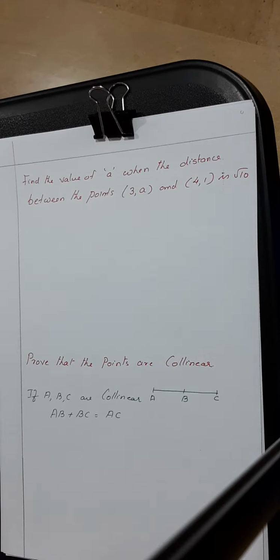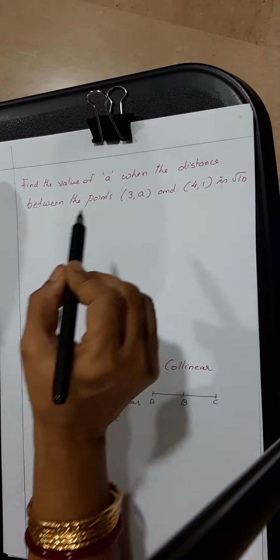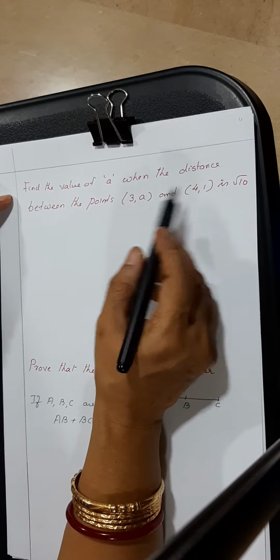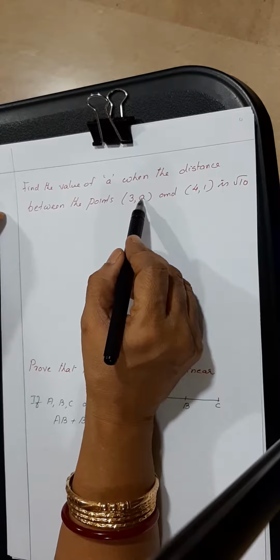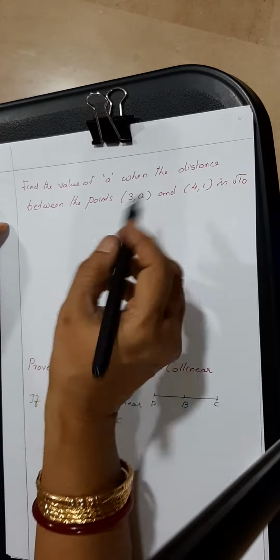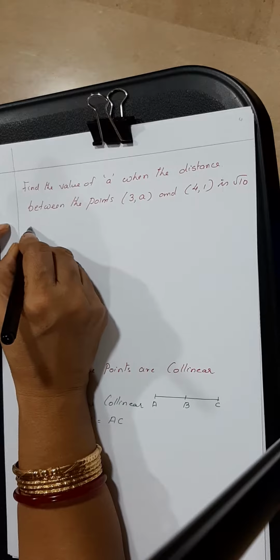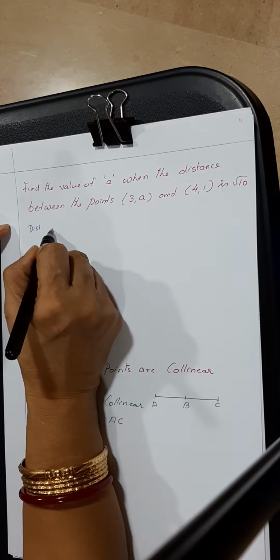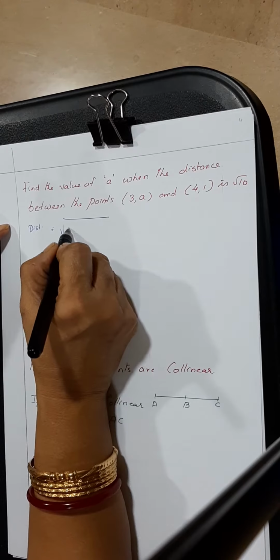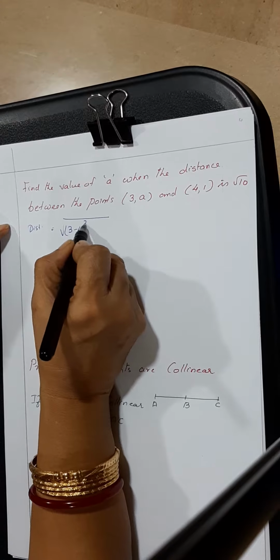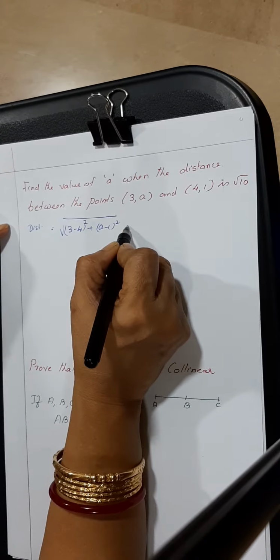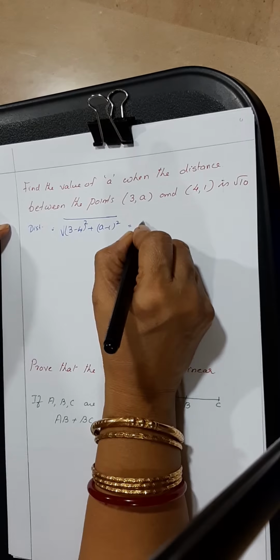Find the value of a when the distance between the points (3, a) and (4, 1) is root 10. So, the distance is given. Now, we have to find the y coordinate of this point. So, using the distance formula, distance is equal to root of (3 minus 4) the whole squared plus (a minus 1) the whole squared is equal to root 10.